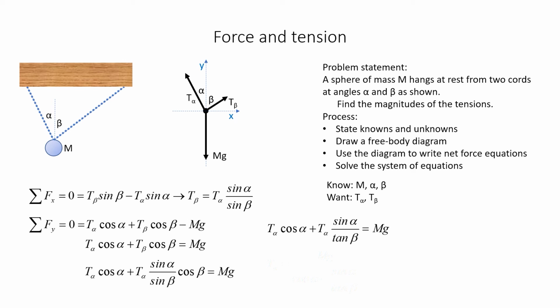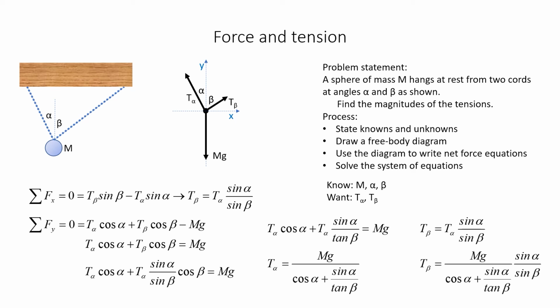So now we have an equation all in terms of T alpha and knowns. We can simplify our equation a little bit by noting that cosine beta over sine beta is 1 over tangent beta. And then we can solve for T alpha. It's just mg over cosine alpha plus sine alpha over tangent beta. We can find the tension T beta by going back to our earlier form and substituting in our expression for T alpha.